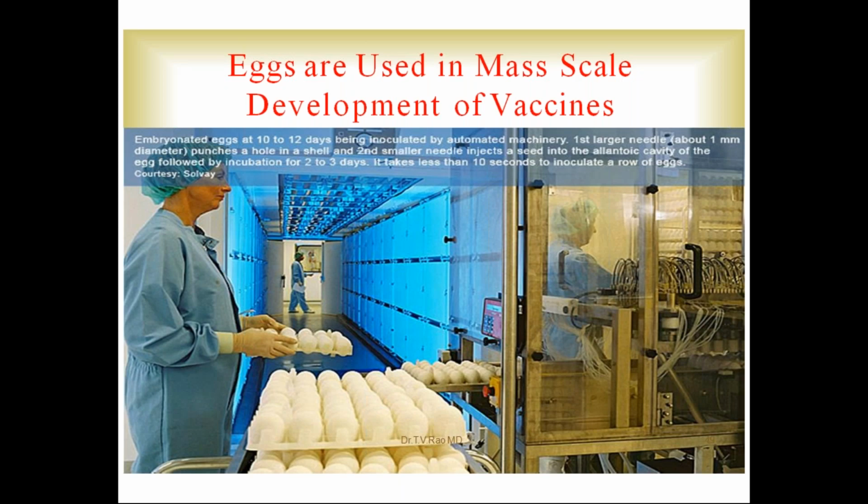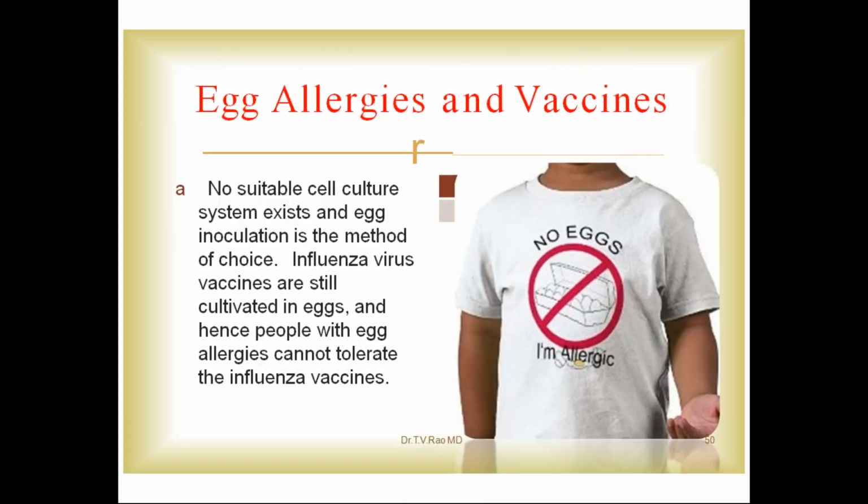Eggs are used in mass-scale development of a seed. That is a big method. Embryonated eggs at 10 to 12 days are inoculated by automatic machinery. First, a larger needle punches a hole in the shell, and second, a smaller needle injects a seed into the allantoic cavity of the egg, followed by incubation for 2 to 3 days. It takes less than 10 seconds to inoculate a row of eggs. See, this is the automatic machinery.